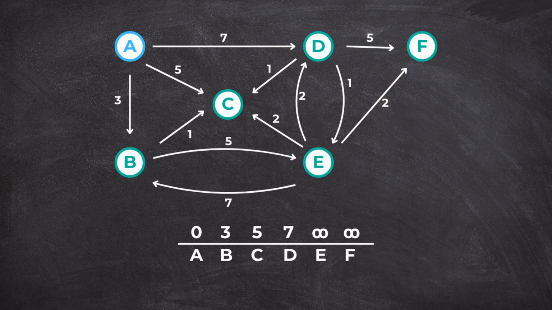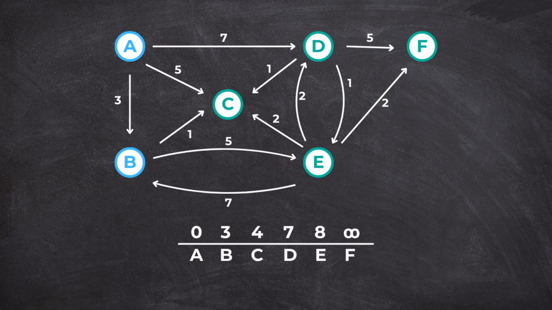Next, we look at the graph and choose the unvisited node with the smallest cost. In this case, it's B, so we move to B and mark it as visited. Now from B, we can reach E through the path A, B, E. We can also reach C through B with a cost of 4, which is smaller than the current cost, so we update the table accordingly.